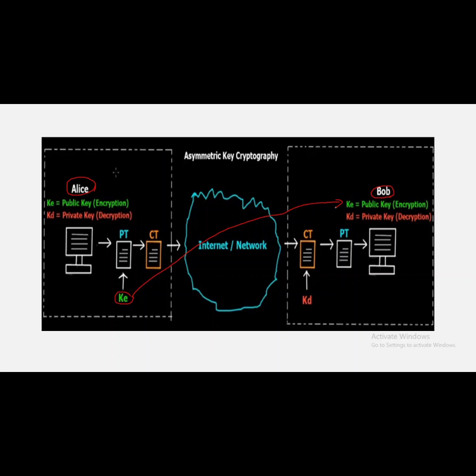In a vice versa case, if Bob wants to send Alice a message, he takes his plain text, encrypts it with Alice's public key, and sends it over the internet. And Alice now has the ciphertext. She just decrypts the ciphertext using her own private key and converts it into the plain text so that she can read the message.